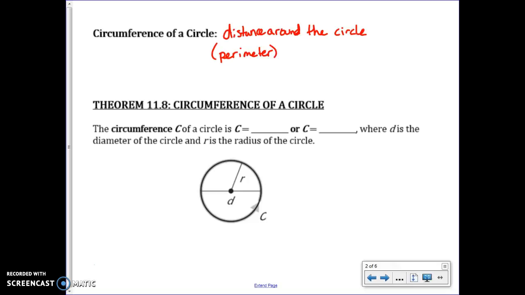Okay, so for the circumference of a circle, we have two different formulas, and hopefully you remember these. We can take pi and multiply it times the diameter, or we can multiply 2 times pi times the radius. And that makes sense because the radius is half of the diameter, so we double the radius, and then it's equal to the diameter.